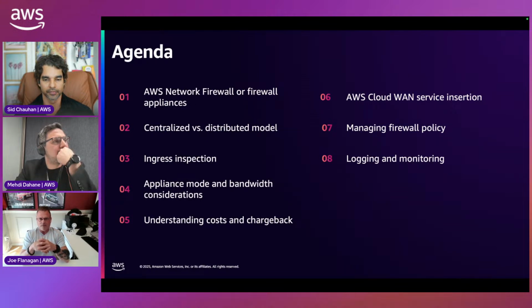So real quick on the agenda today, we're going to talk about AWS Network Firewall or firewall appliances, centralized versus distributed model, pros and cons for each, and then we'll go a little bit deeper into ingress. From there, we will talk appliance mode, where you should use it, where you should not use it, and we'll talk about bandwidth considerations as well. Next, who doesn't want to save money? We'll talk understanding cost and chargeback, and then we'll jump into cloud WAN service insertion. Almost a year old, I guess now. It's a new feature which helps you greatly deploy your inspection in cloud WAN. And then we'll close it out with managing firewall policy and logging and monitoring. So I'll turn it over to Mehdi.